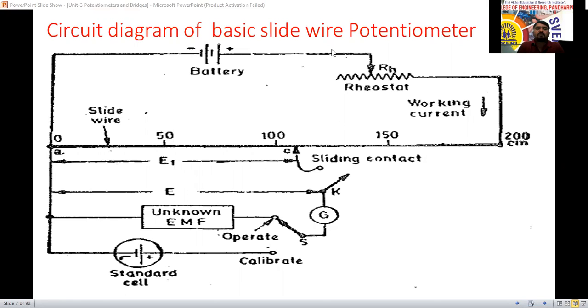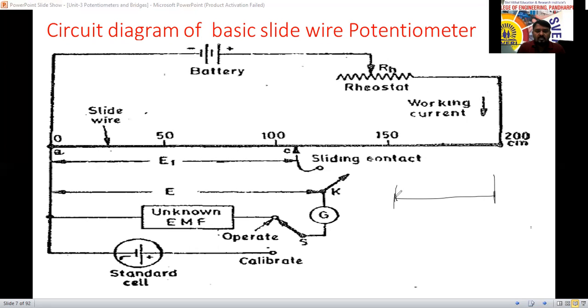Today we are going to discuss the basic slide wire potentiometer. Slide wire means it is flexible. If this is the conductor, from here to here there is a fixed value. The length of this one is fixed. That is the conductor, and we are going to consider only a uniform cross-sectional conductor.